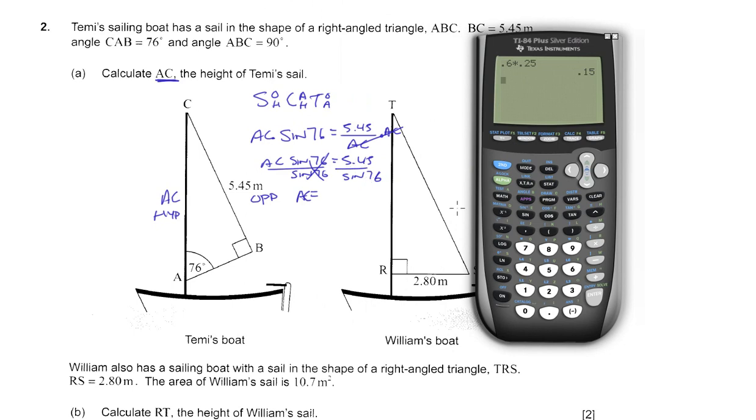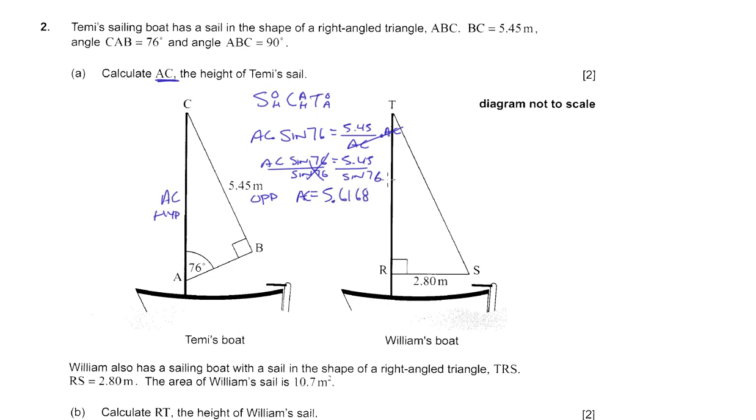So now we can do 5.45 divided by sine 76, which will give us side AC. 5.45 divided by sine 76. And we get 5.6168.